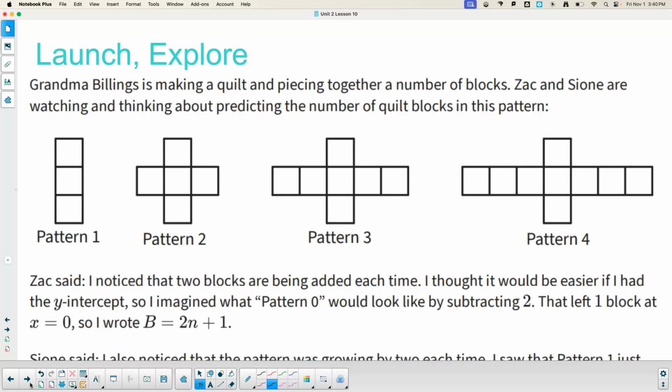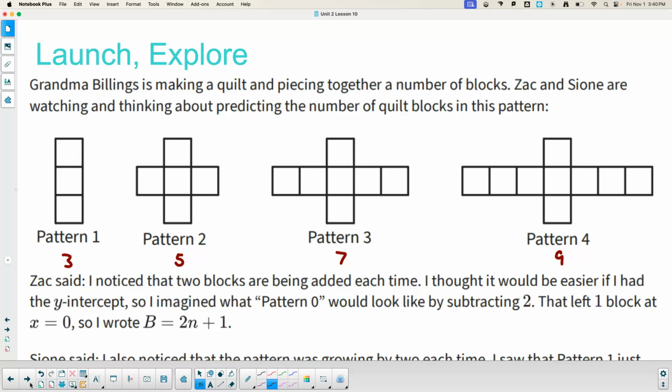So you've got pattern 1, which has 3 blocks. You've got pattern 2, which now has 5 blocks. You've got pattern 3, which now has 7 blocks. And you've got pattern 4, which has 9 blocks. Zach said, I noticed that 2 blocks are being added each time, which is true. 3 to 5 is plus 2, 5 to 7 is plus 2, 7 to 9 is plus 2.